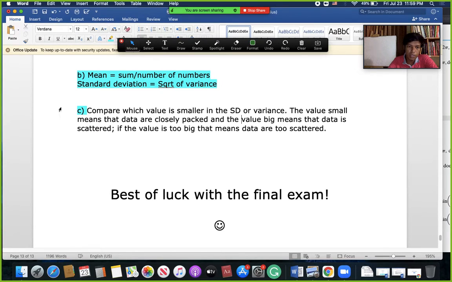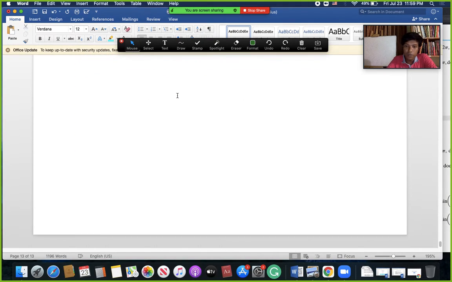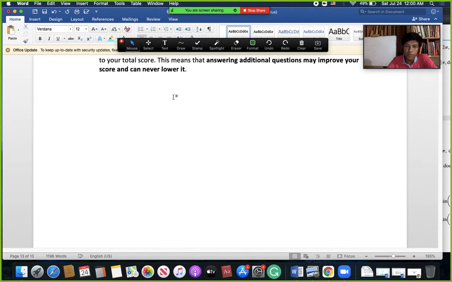Let's make it the same color. This is not the answer. You will have to generate your answer from this idea. This is the help, this is the hint. So that's all for this practice paper or revision for the final exam.